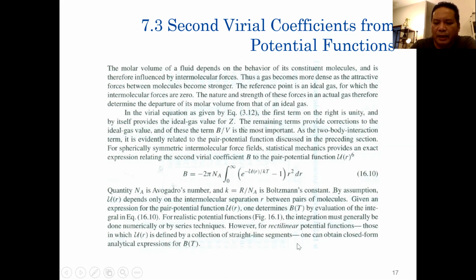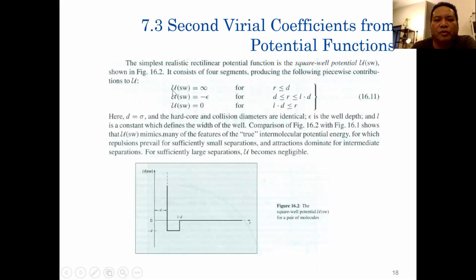So this is a rectilinear potential function, those in which U(r) is defined by a collection of straight line segments, and one can obtain a closed form analytical expression for B(T). For the square well potential, for r less than or equal to D, the potential becomes infinity. But for D less than r less than L times D, which is this line here, it is equivalent to minus epsilon, and further than that, it becomes 0.